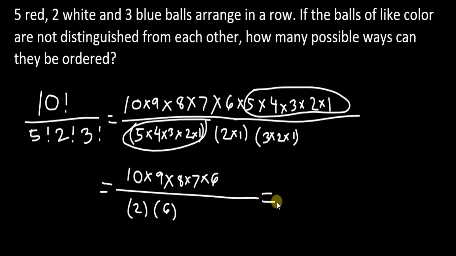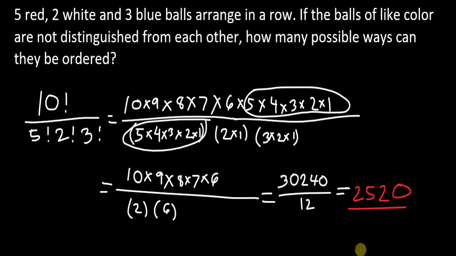And 10 times 9 times 8 times 7 times 6, that is equal to 30,240. And 2 times 6, that is 12. And 30,240 divided by 12, that is equal to 2,520. So, meron tayong 2,520 possible ways na i-arrange yung 5 red, 2 white, at 3 blue.